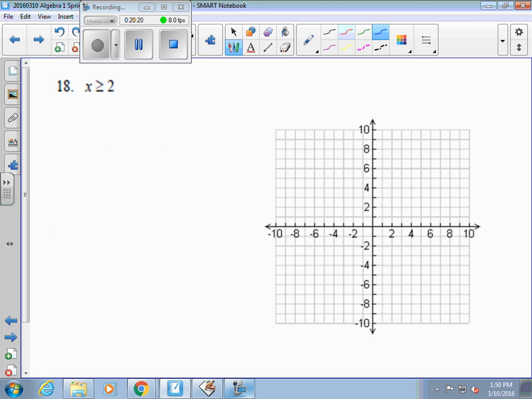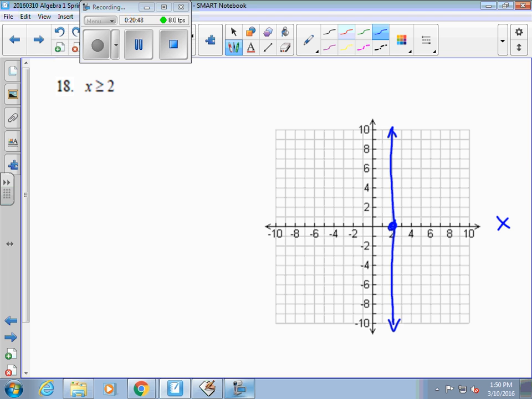This one says x is greater than or equal to 2. If you're graphing a single variable like this in a two variable plane, x is greater than or equal to 2. This is your x-axis. At 2 is where it's going to cross through. Greater than or equal to means it's going to be a solid line. Remember, anytime you have only one variable like this, it's either going to be straight up and down or straight across. It's going to be vertical or horizontal.